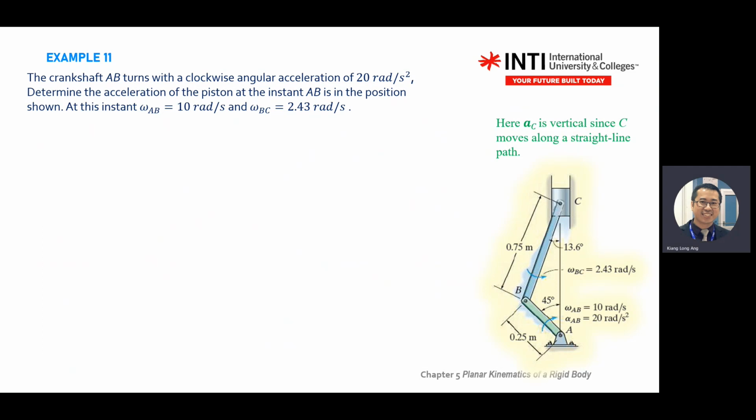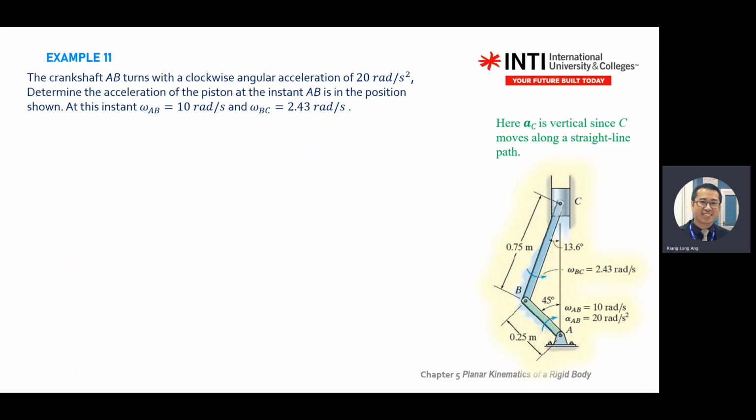Then another one. This one is the link system or piston system. The question asks you to find the acceleration of the piston at the instant AB at the position shown. You're given omega AB and omega BC, and the crankshaft turns clockwise with angular acceleration alpha of 20 radian per second squared. So here you have a fixed link AB. The omega and alpha for AB were given, and link BC is also given.